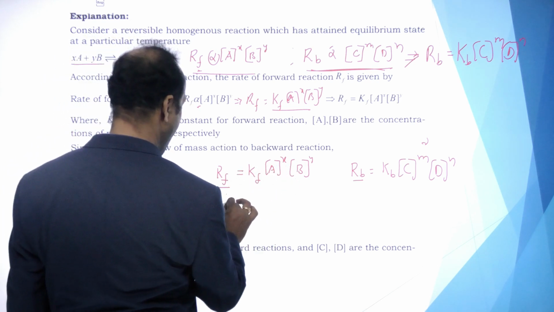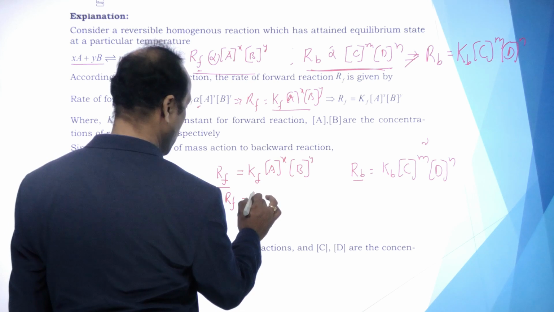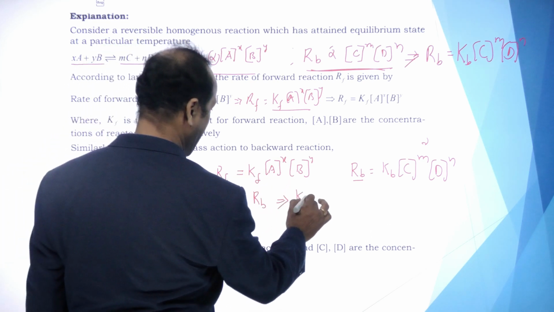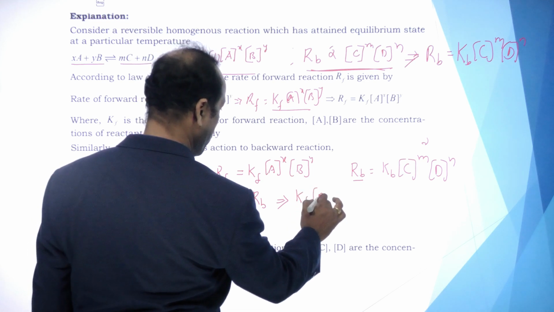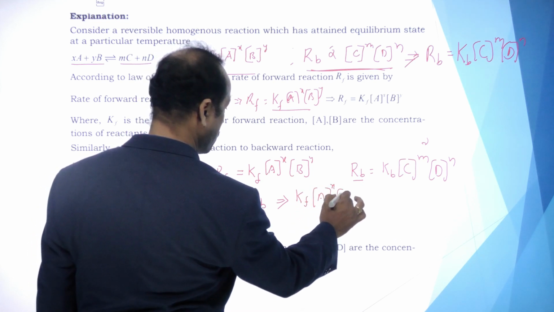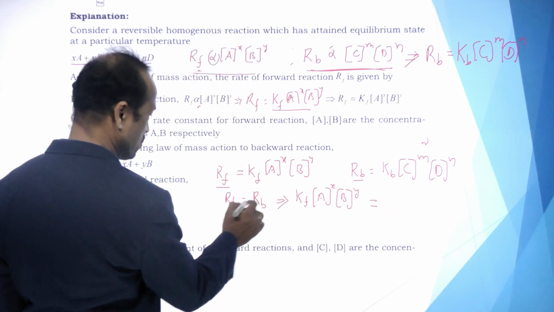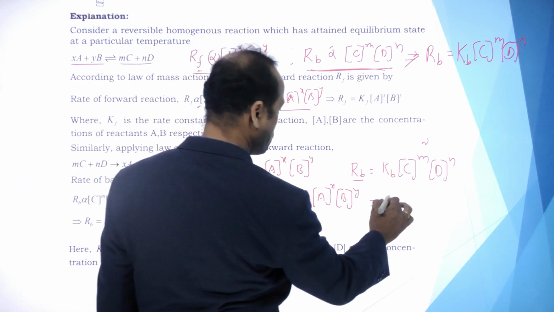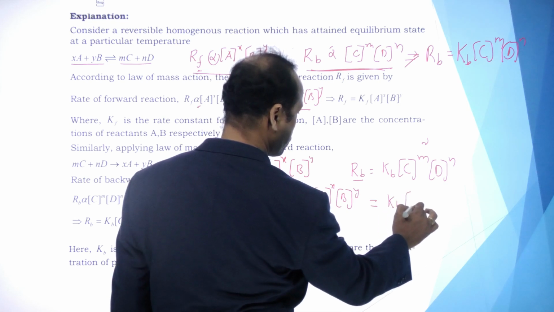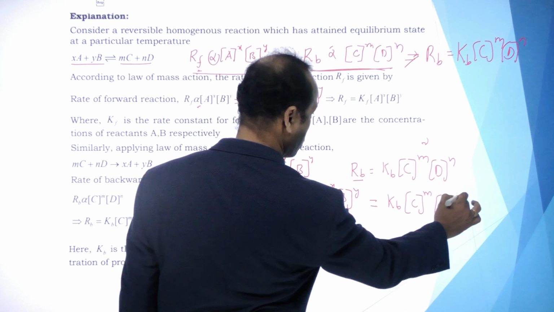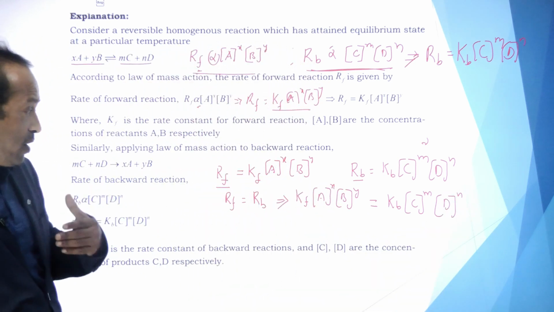So see here, RF is equal to RB. But RF is what? RF is this one. So write KF into the concentration of A and the concentration of B is equal to, RF is equal to this one. RB now. RB is equal to this one. So KB into the concentration of C into the concentration of D. Clear?